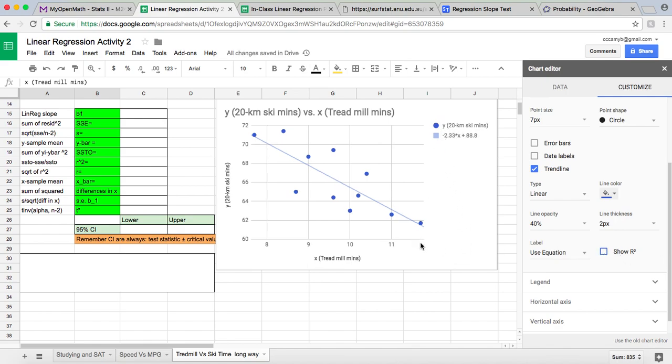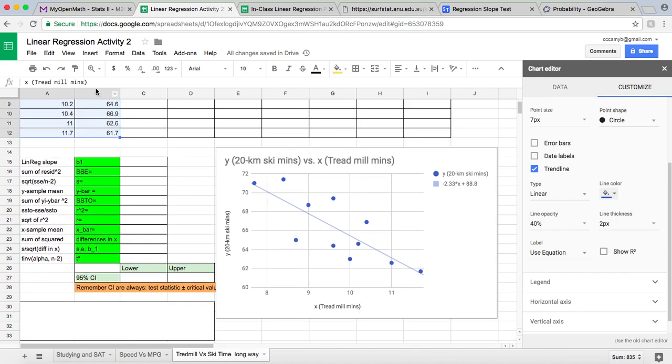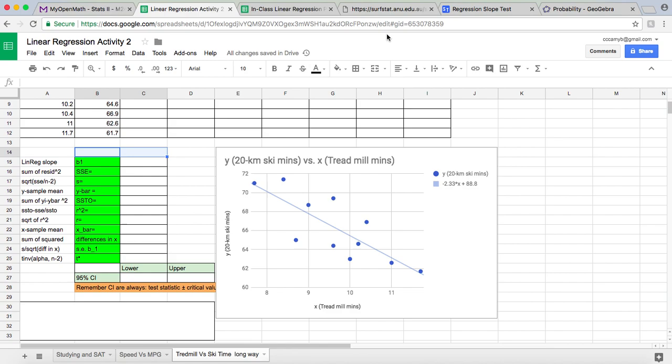Okay, so we need this, so I'm going to write, I guess I should have put a spot for our equation. I won't do that right now. Let's do that. And we're going to say equation. And our equation is right here. Notice it doesn't have a y equals, so you're just going to say that y is equal to negative 2.33x plus 88.8.